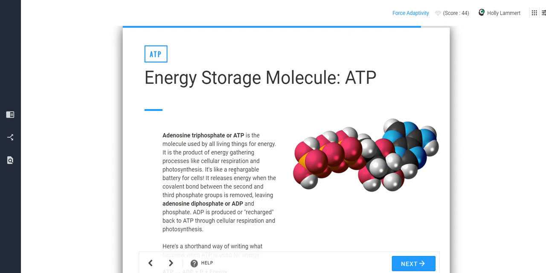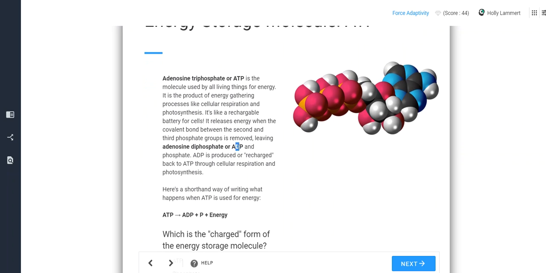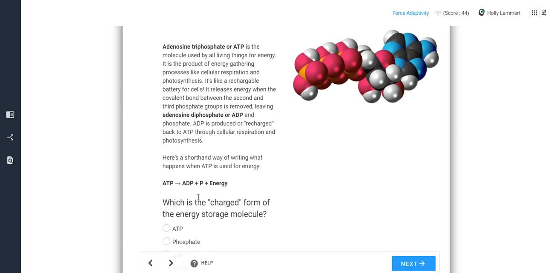It releases energy when the covalent bond between the second and third phosphate group is removed, leaving adenosine diphosphate, or ADP. How many phosphates then are present? Two. One has been removed. And that's where you get this extra phosphate. ADP is produced or recharged back to ATP through cellular respiration and photosynthesis.